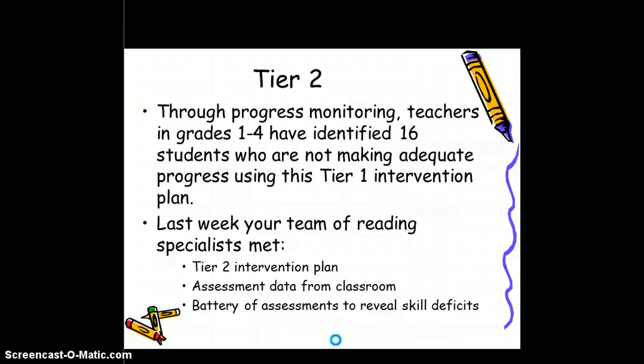So last week, your team of reading specialists met together, and you talked about, okay, how are we going to create and implement a Tier 2 intervention plan? So if you go and look on Titanium, you will see there is another RTI module that is specific just to reading. And so we're now going to move from that one when we talk about reading interventions in Tier 1, Tier 2, and Tier 3. So you as the reading specialist need to come up with this intervention plan.